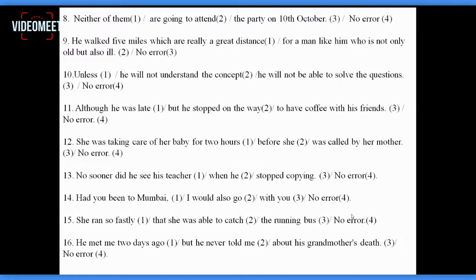Moving on to the 12th question. She was taking care of her baby for 2 hours before she was called by her mother. So, what do you think is the error in this question? She was taking, इसका मतलब हम past continuous की बात कर रहे हैं. She was taking, वो अपनी बेबी का ध्यान रख रही थी 2 घंटे से, before she was called by her mother, जब तक उसकी माँ ने उसे बुलाया. Right? So do you think this sentence is making any sense to you?